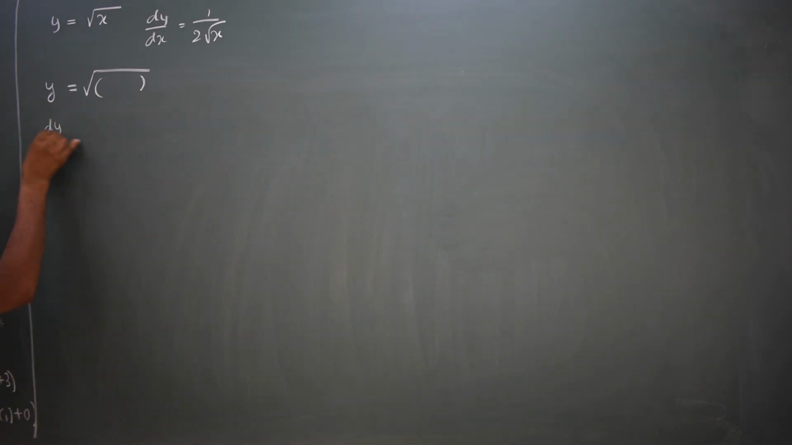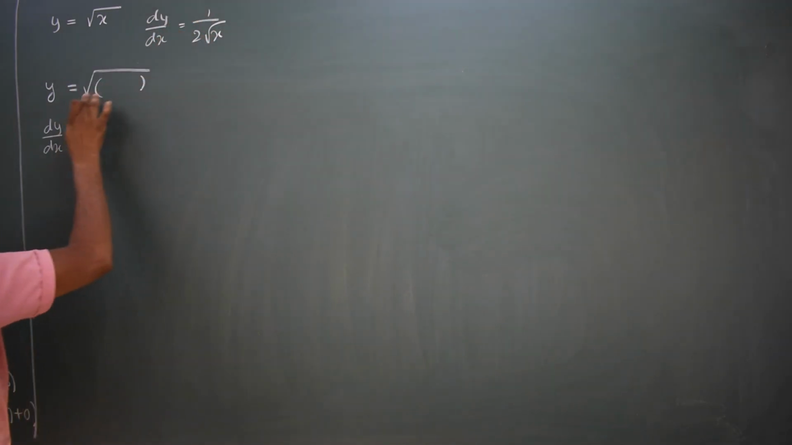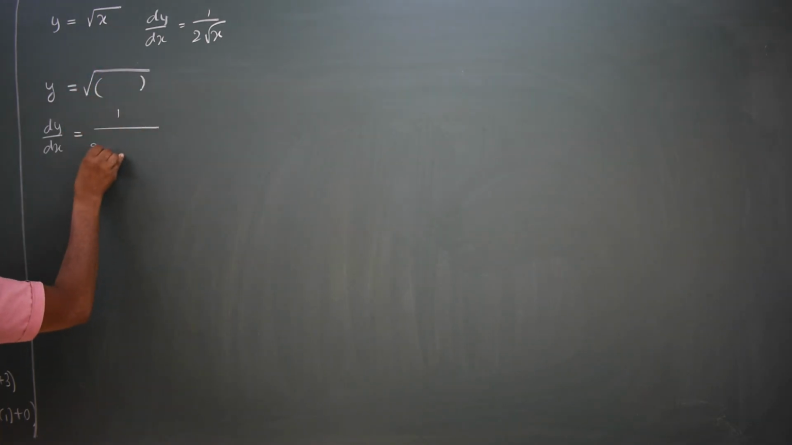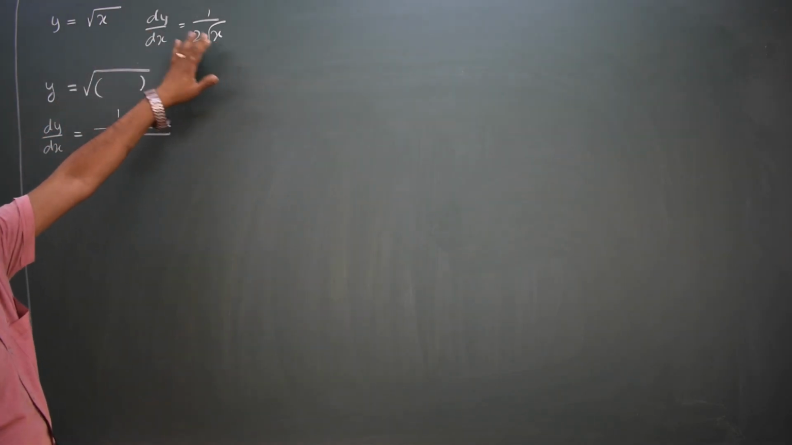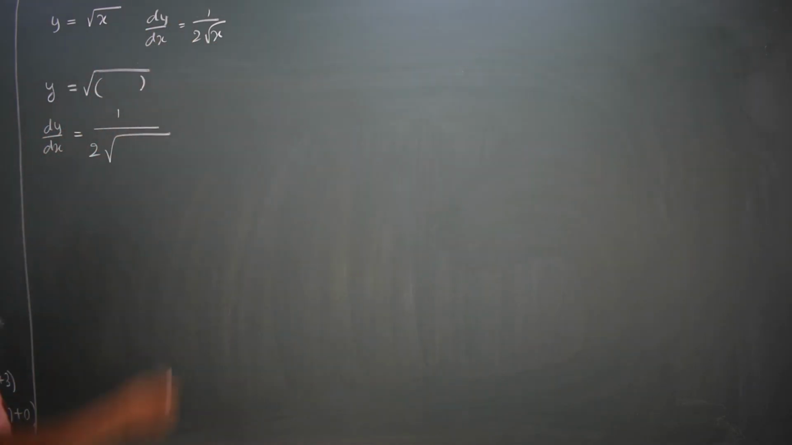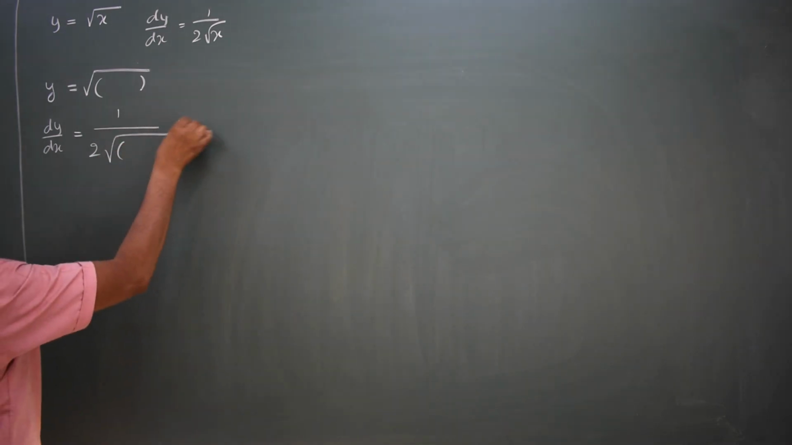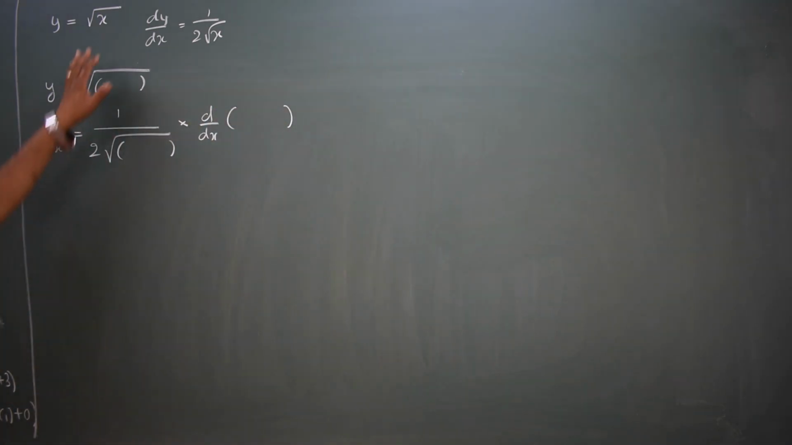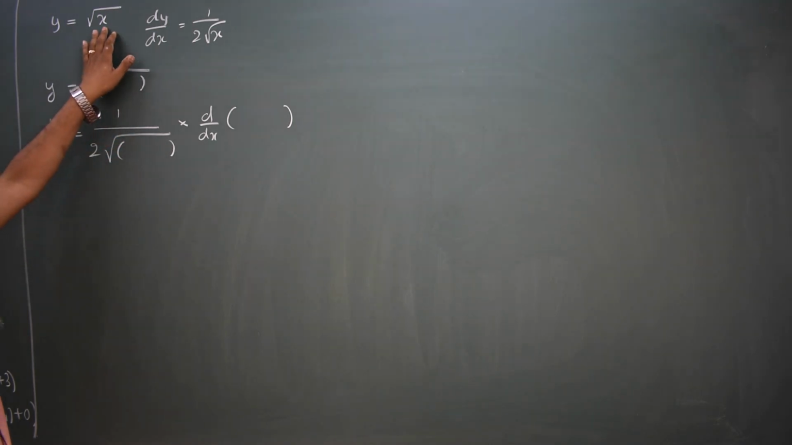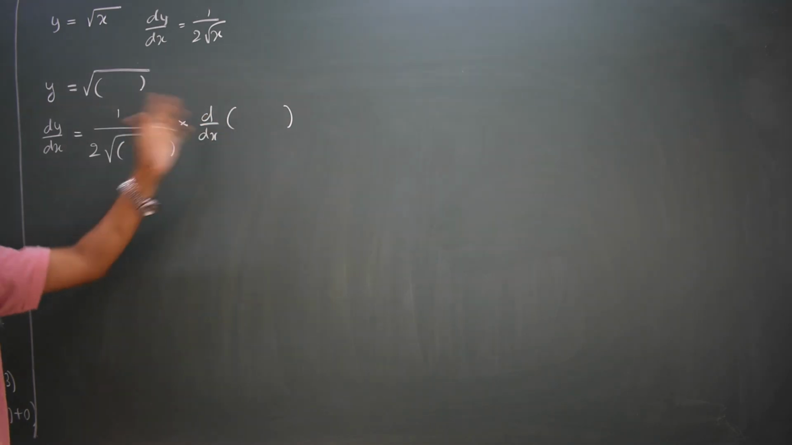Now, differentiation of y with respect to x is dy by dx. Root differentiation is 1 by 2 root. Here x is there, so I wrote x: 1 by 2 root x. Here something is there, so I have to write something: 1 by 2 root something, into differentiation of something. I just told you to replace x by something. Here x is there, 1 by 2 root x. Here something is there, 1 by 2 root something, into differentiation of something.